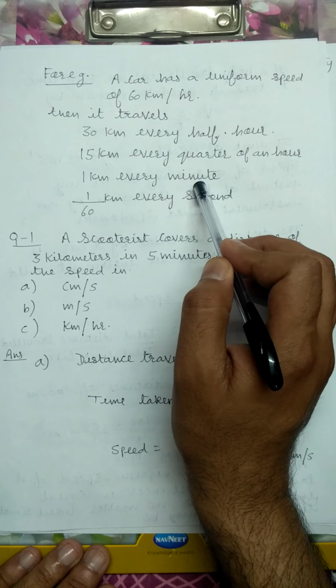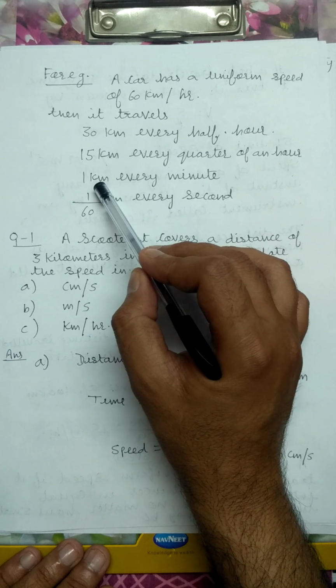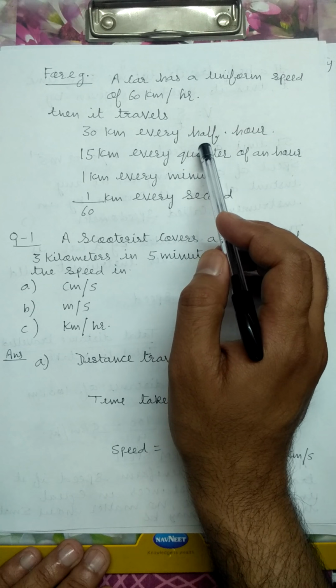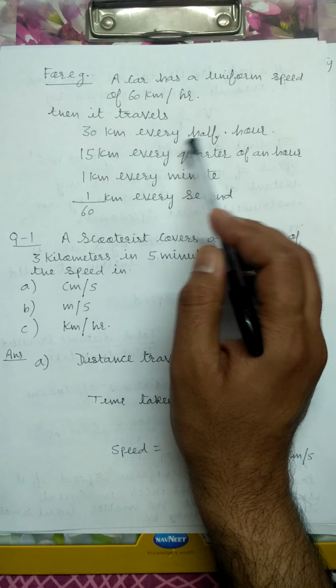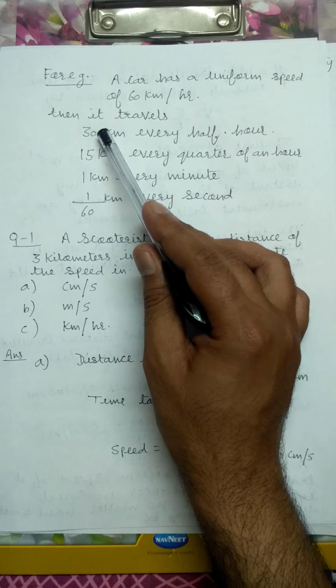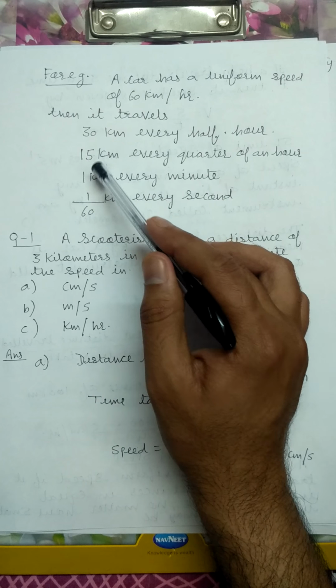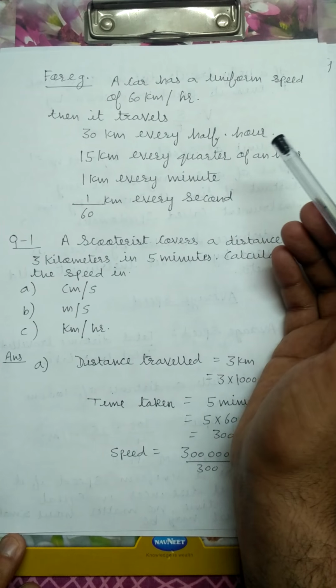If you take the time interval to be 1 minute, every minute the car will cover a distance of 1 kilometer. If you take half an hour, every half an hour the distance covered by the car is 30 kilometers. So no matter how small the time interval is, the distance traveled is always going to be the same.